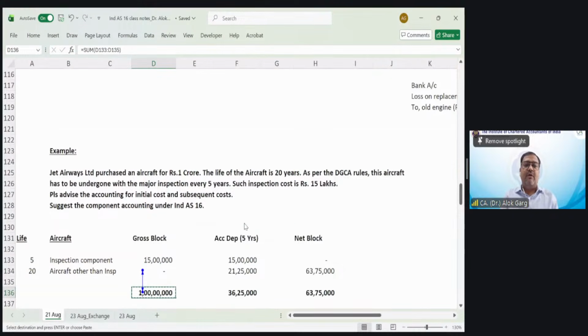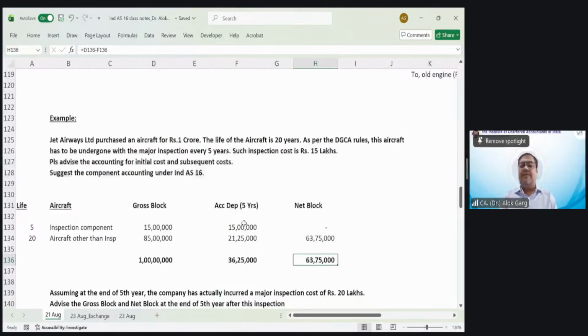What will my gross block be? 85 lakh. So accumulated depreciation for 5 years: 15 lakh divide by life, multiply by 5. And for the 85 lakh, divide by life, multiply by 5, which is 21.25 lakh. So my gross block is 1 crore, 36.25 lakh is my accumulated depreciation, 63.75 lakh is my net block.